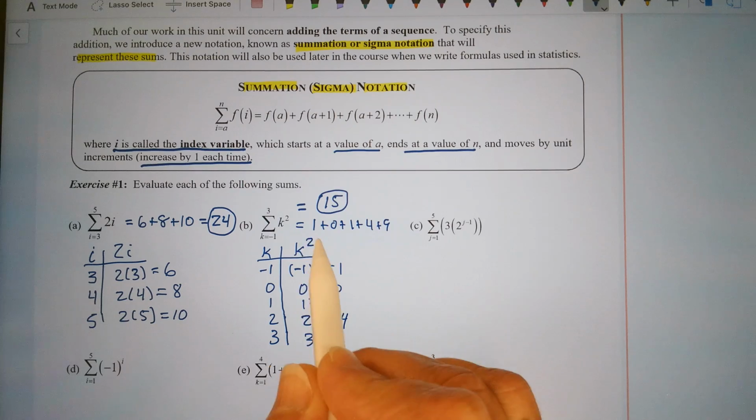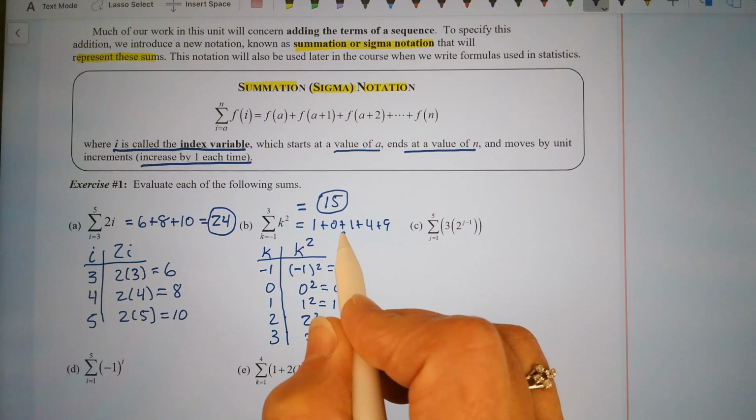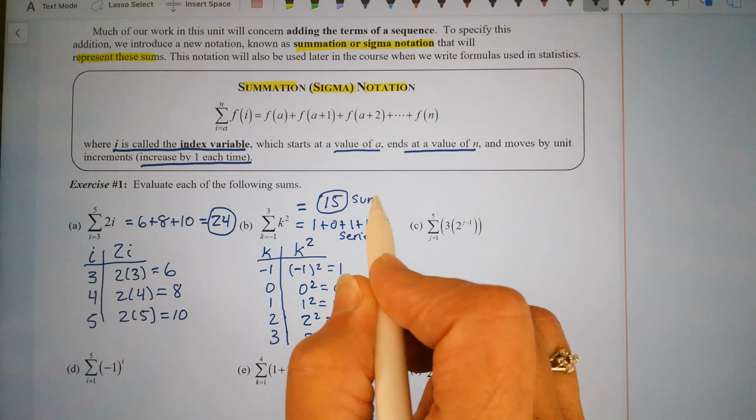Now, the written form, the addition, this is called the series, and this is known as the sum.